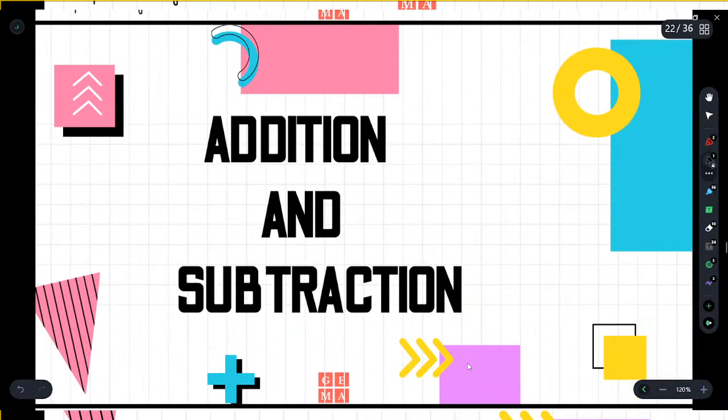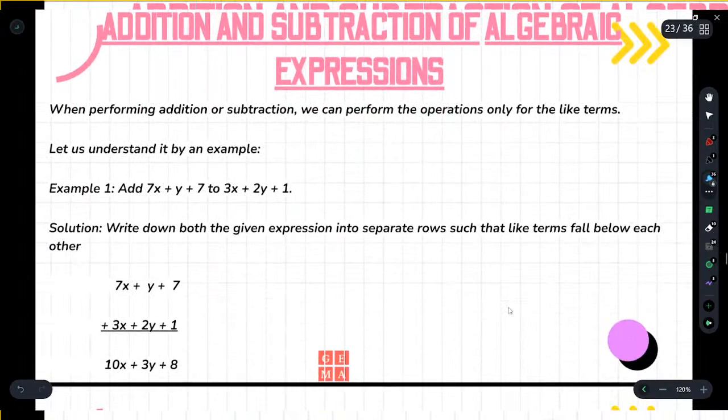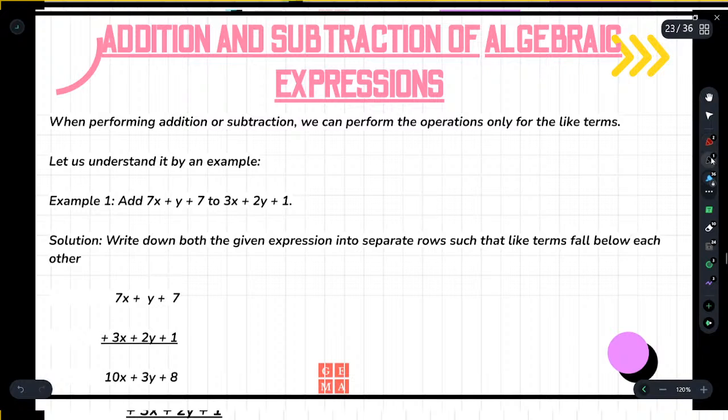Let's move on to operations in algebraic expressions, or operations on terms of an algebraic expression. Addition and subtraction. How do we add and subtract algebraic expressions? Now what we have to take care of is we can perform addition and subtraction only on like terms. Terms have got to be like for us to add or subtract them. If they are not like, then we cannot add or subtract them.